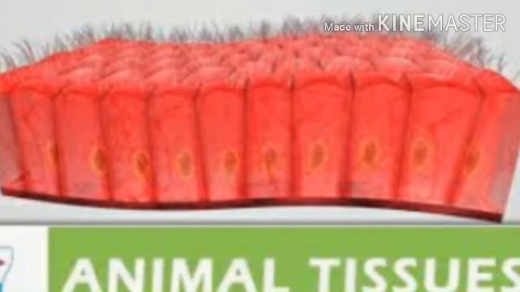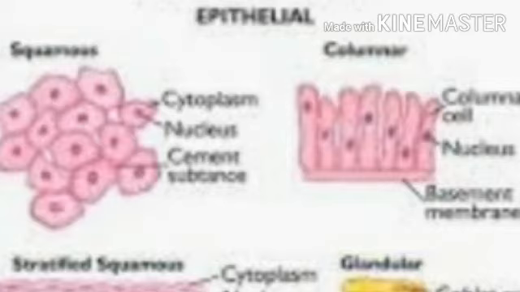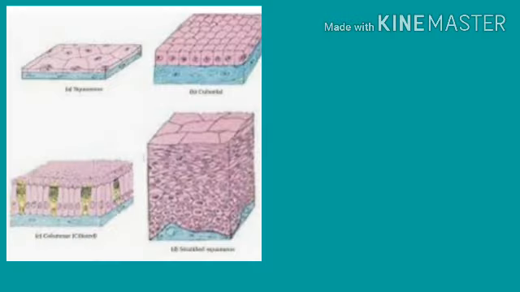Animal tissues are groupings of cells that are specialized to perform special functions. The working of an animal body is coordinated by tissues and organs formed from them. For example, breathing is due to contraction and relaxation of certain muscles.